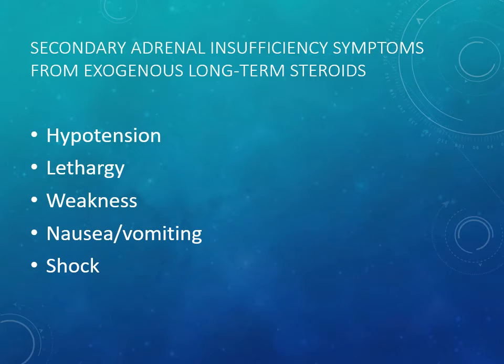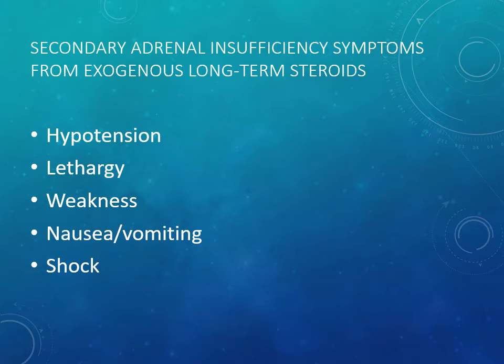So these are symptoms of adrenal insufficiency that we can see from exogenous long-term steroids. Actually, we can see some of these from short-term steroid use, because we know that the HPA axis can be suppressed even after a single dose of steroid. Typically, it can recover quickly, but when you use steroids for longer periods of time, you may have some of these symptoms appear from adrenal insufficiency.